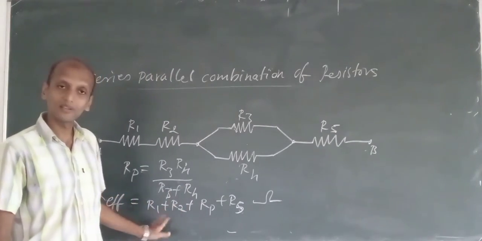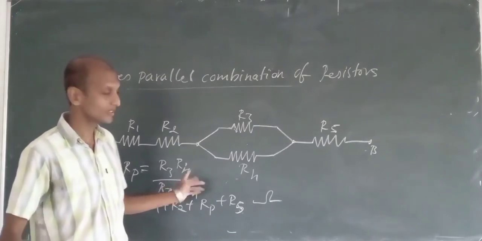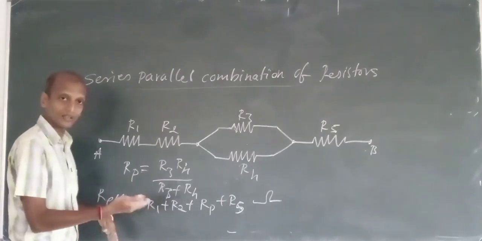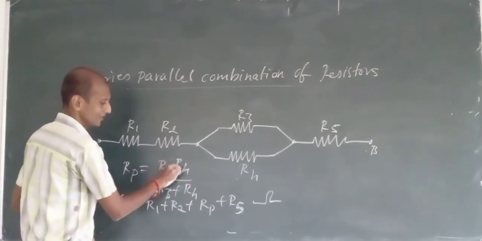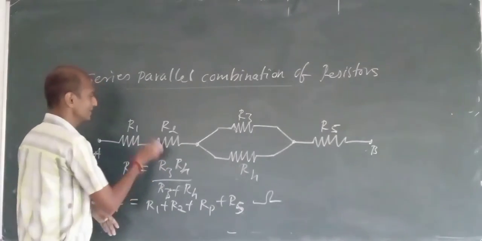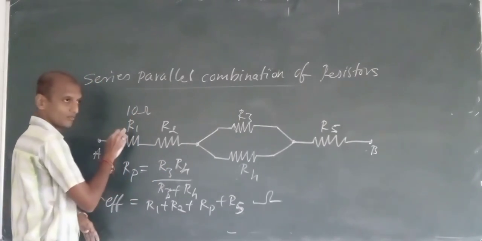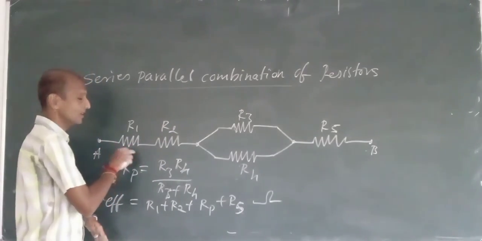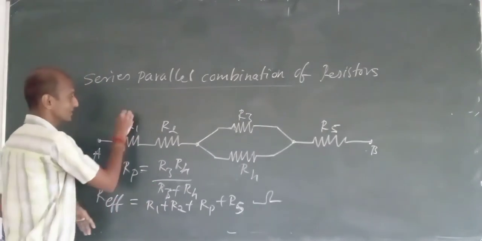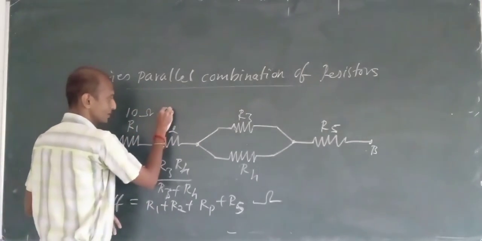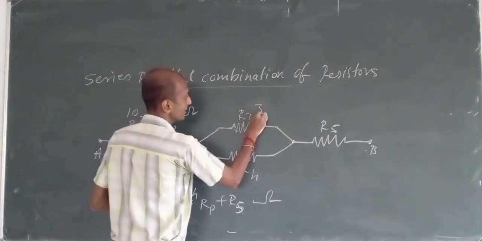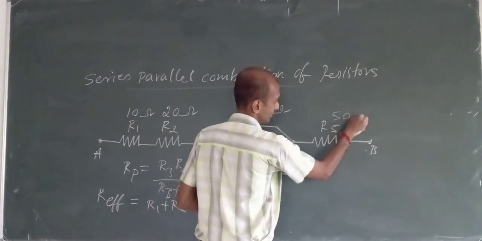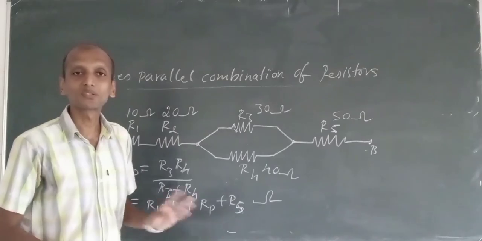Are you all clear with this? As practice, I'll give some values for the individual resistors, and you calculate the total resistance: 10 ohms, 20 ohms, this is 30 ohms, this is 40 ohms, this is 50 ohms. So do calculate the total resistance.